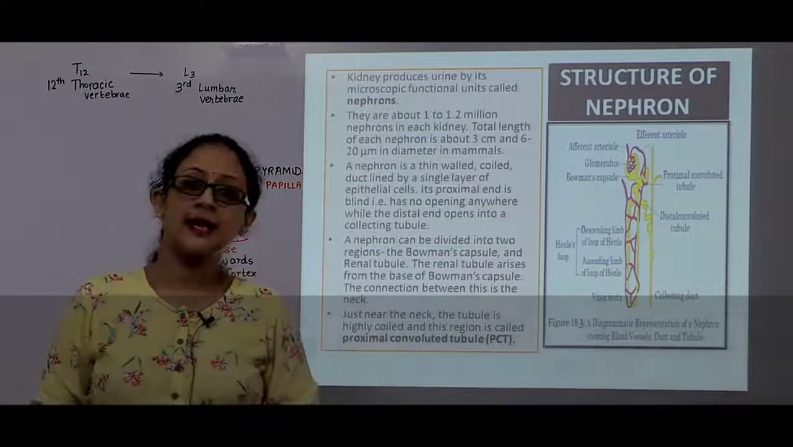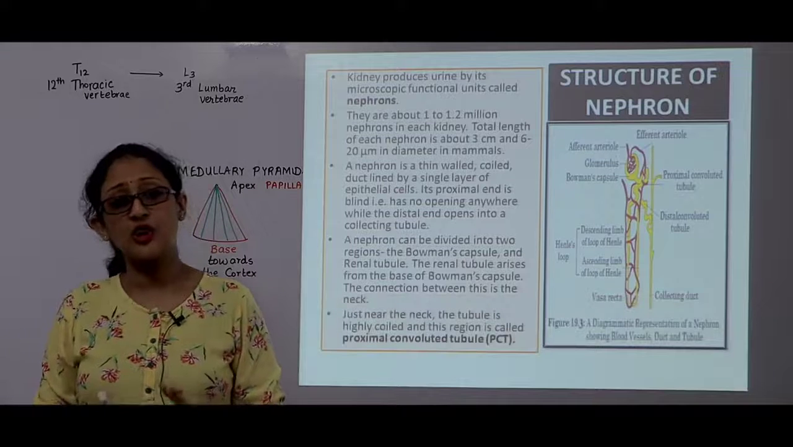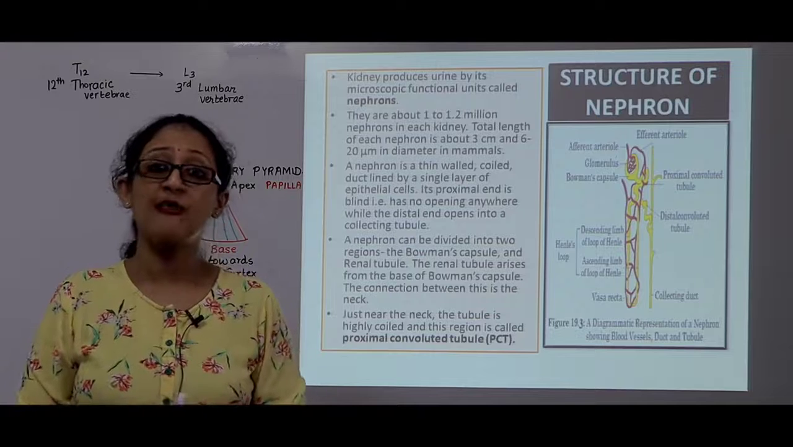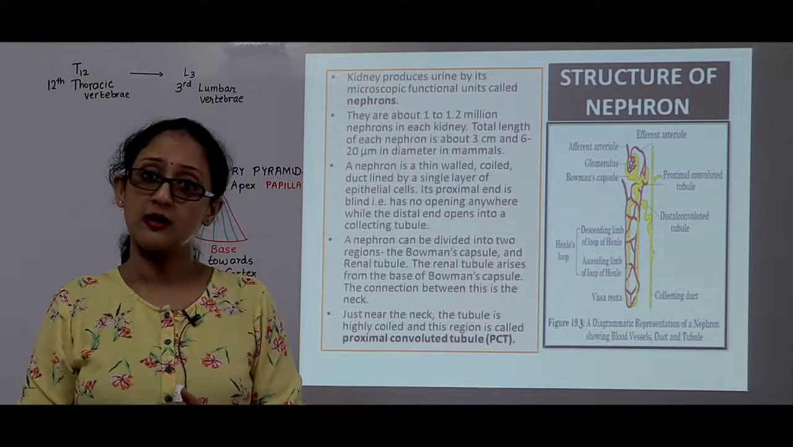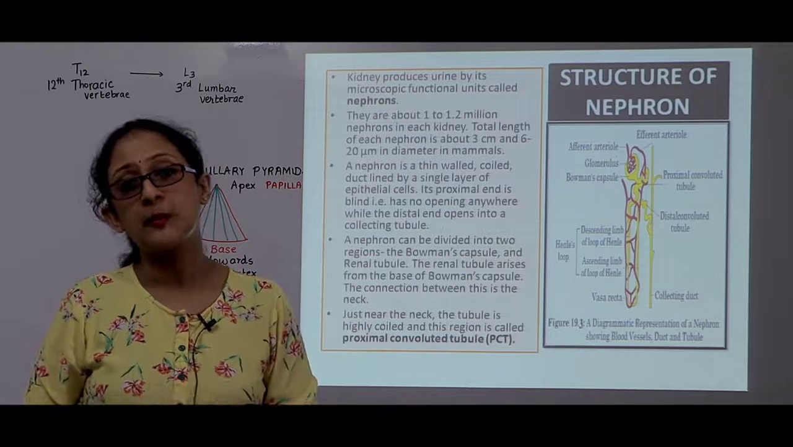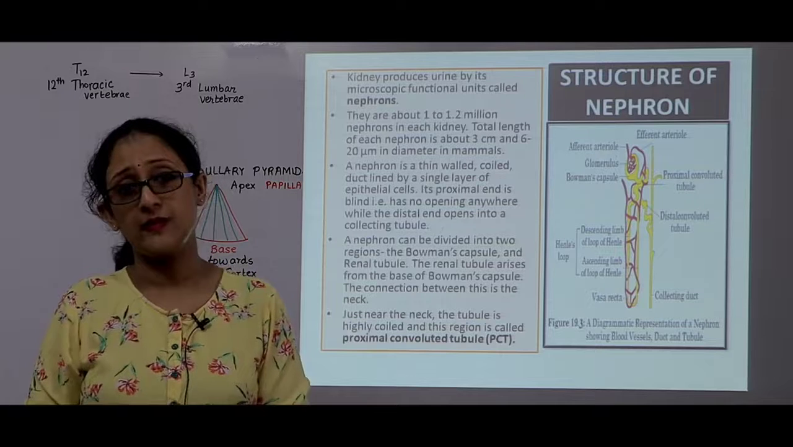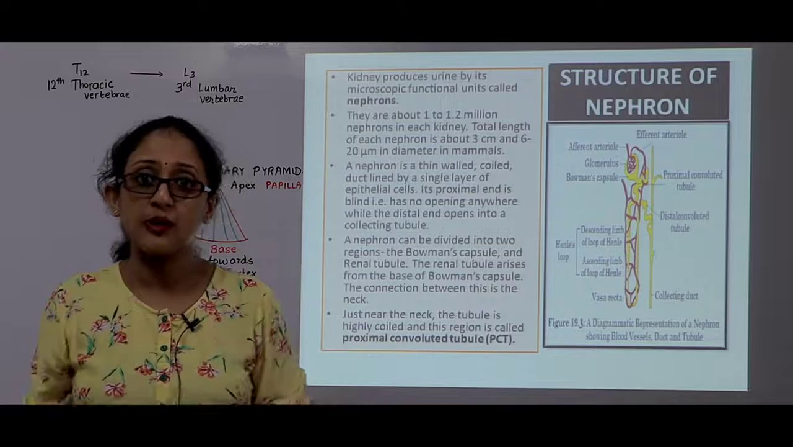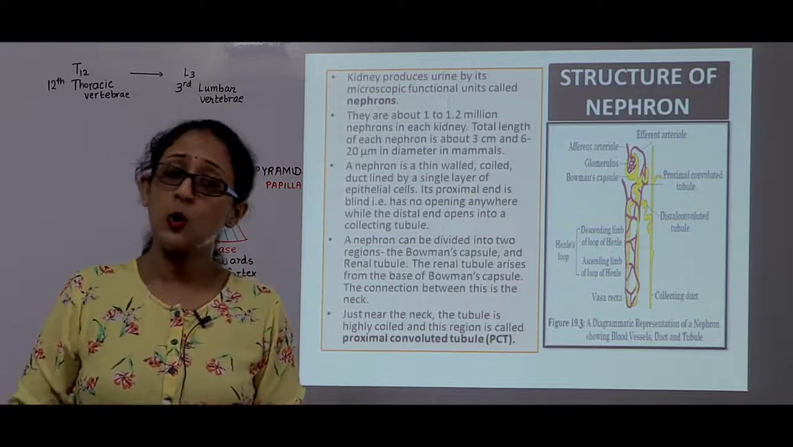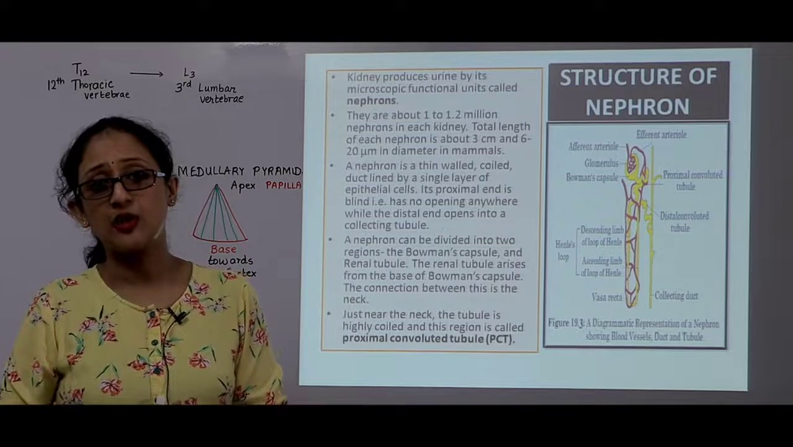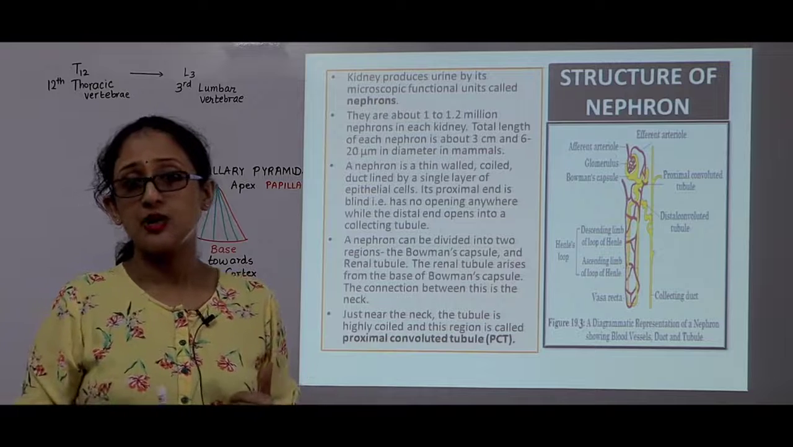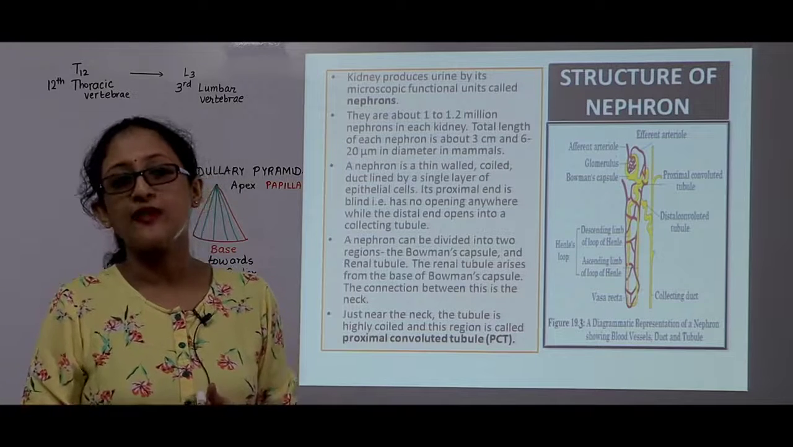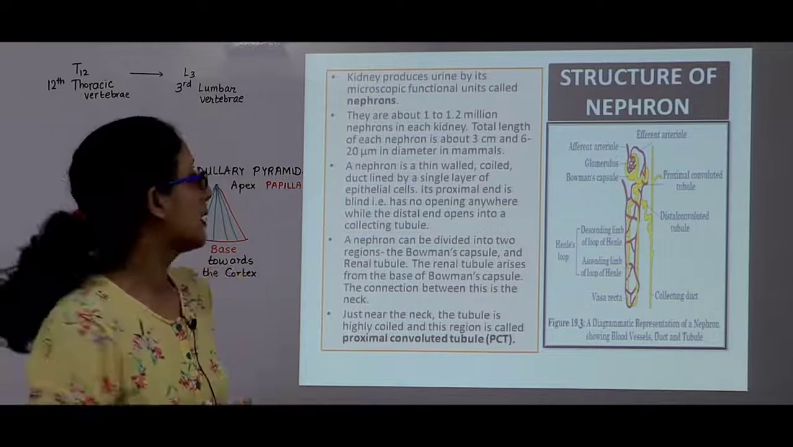We are starting with the next topic, which is the structure of the nephron. A nephron is the functional and structural unit of the excretory system inside the kidney. In the last lecture, you learnt about the excretory system overall, and also the internal structure of the kidney. Now in this lecture, we will learn the detailed structure of each nephron.